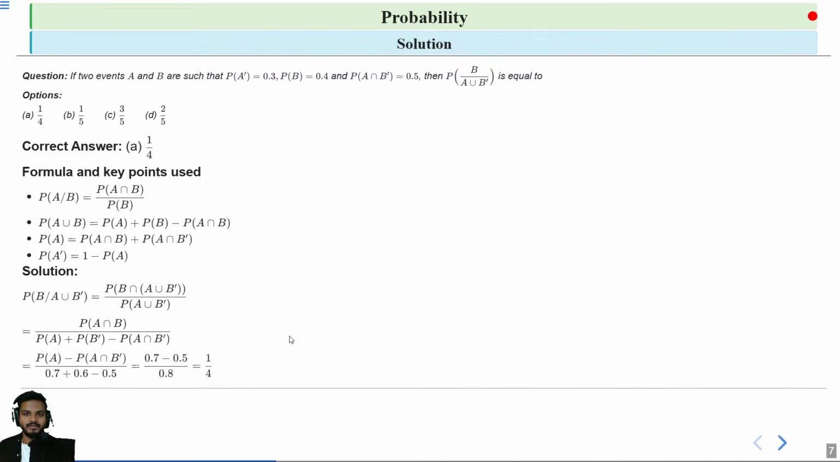Okay, so from above we apply the formula. So we get probability of A intersection B is equal to probability of A minus probability of A intersection B complement. We apply the third formula and put the values. So we get 0.7 plus 0.6 minus 0.5, and from here we get 0.7 minus 0.5 divided by 0.8, and when we solve this you get 1 by 4. So probability of B given A union B complement is 1 by 4. Clear?